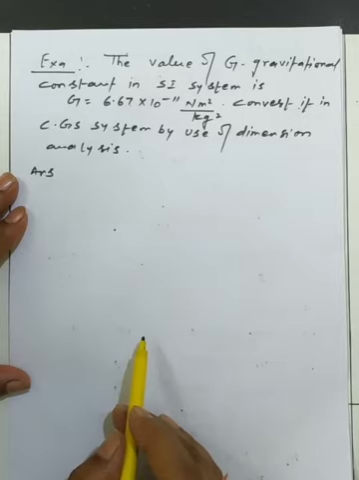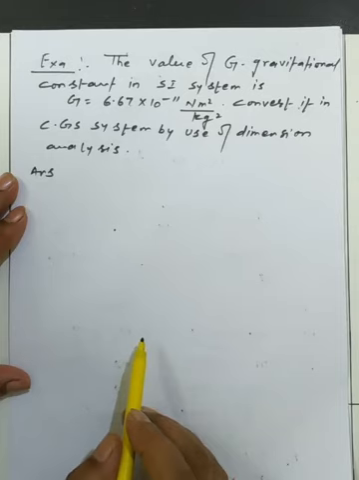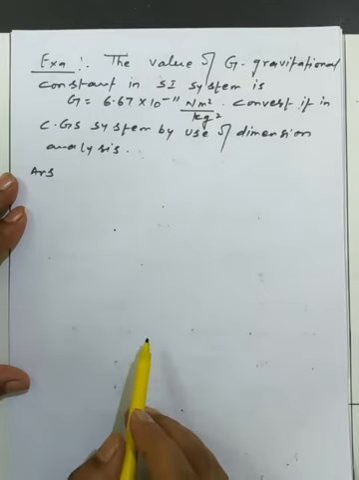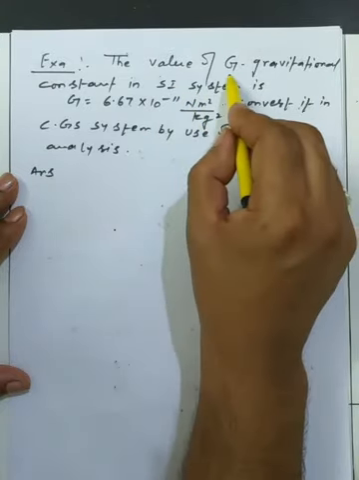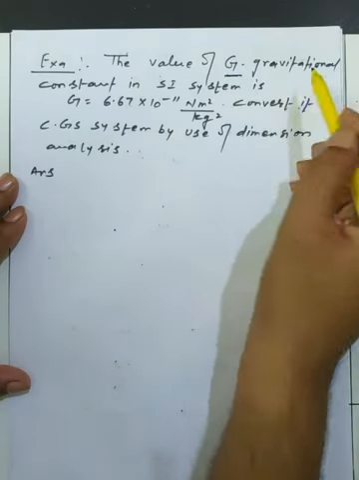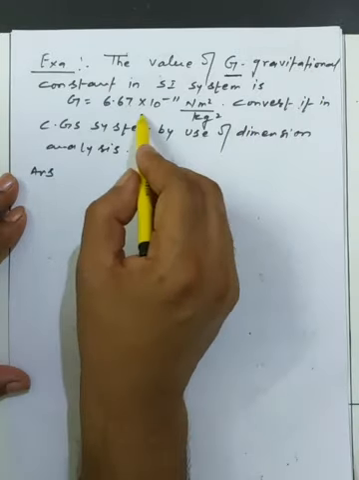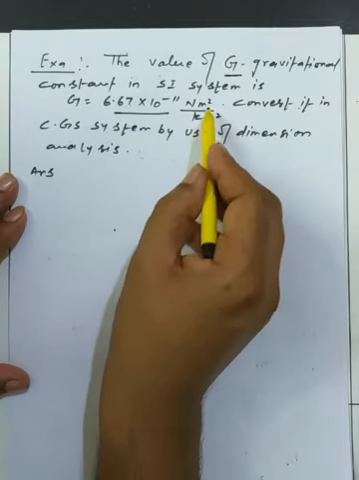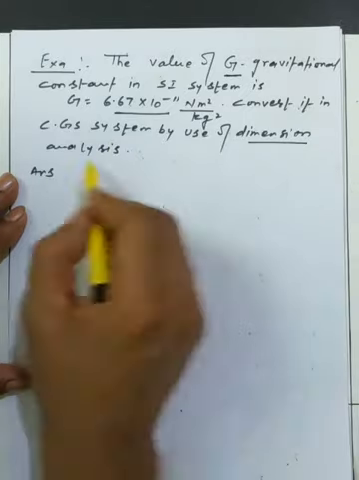One piece of information I want to give you: please don't use the direct method of unit conversion, otherwise it is not applicable, and marks will not be given to you if you are not using the proper dimension analysis. So what is the question we have? The value of capital G. Up to this level we know capital G is called the gravitational constant. The value of capital G in the SI system is 6.67 into 10 to the power minus 11 newton meter square per kilogram square, and convert it into the CGS system by use of dimension analysis.